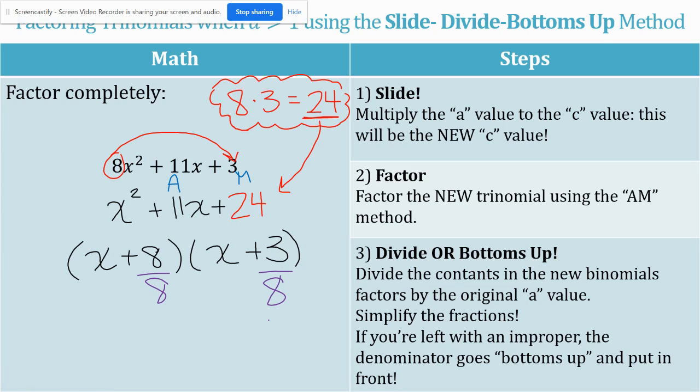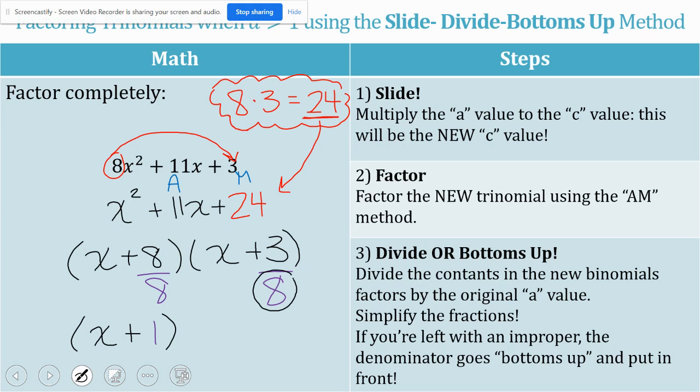Now, in some cases we're going to be able to simplify the fractions, and in some cases we're not going to be able to simplify them. So if we can, we just go ahead and simplify this. So this becomes x plus 1. Now here, we have 3 over 8. This is not a fraction that we can simplify. It's an improper fraction, and we don't want improper fractions in our final answer. So if you're left with a fraction like that, the denominator goes bottoms up, and we put it in front.